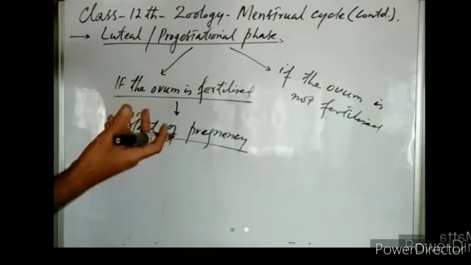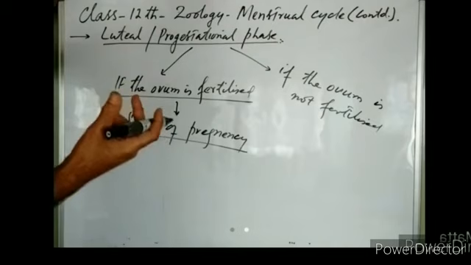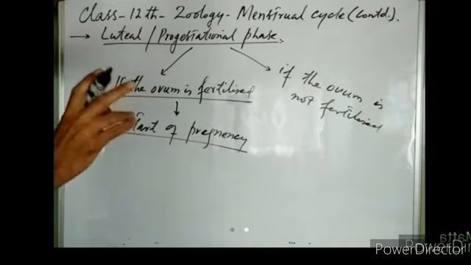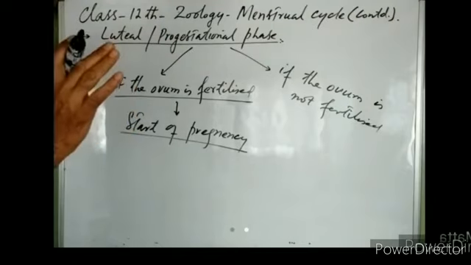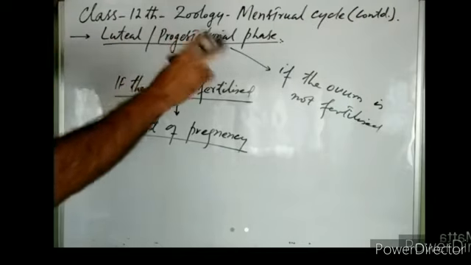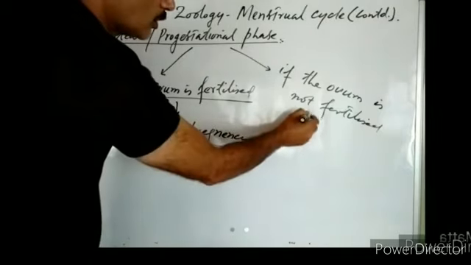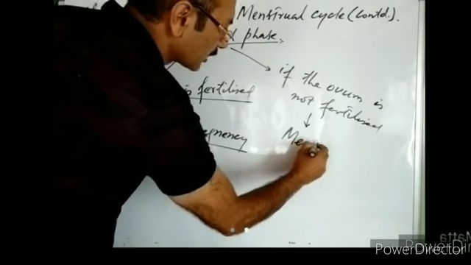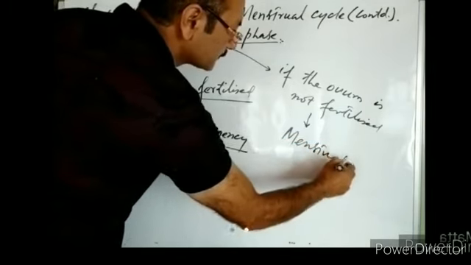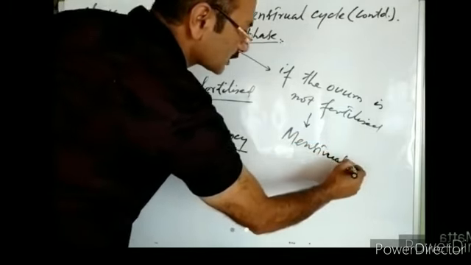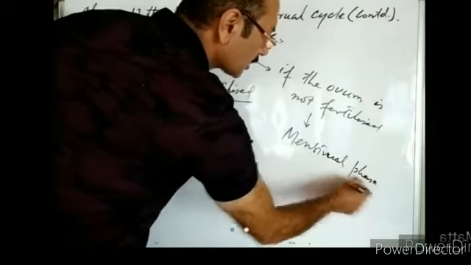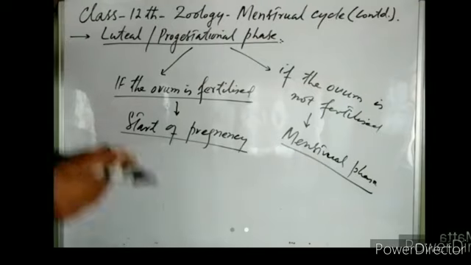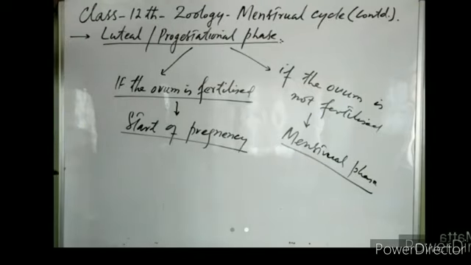So when pregnancy occurs, at that time, there is no menstrual phase. During the pregnancy, there is no menstrual phase. The menstrual cycle will not occur, right? However, if the ovum is not fertilized, then there will be no implantation. Then the fourth phase, the menstrual phase, will occur, right? The menstrual phase will start. So there are two conditions in the luteal phase or progestational phase. If the ovum is fertilized, then pregnancy will start.